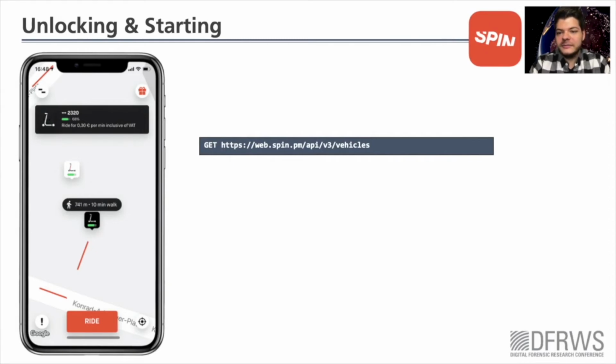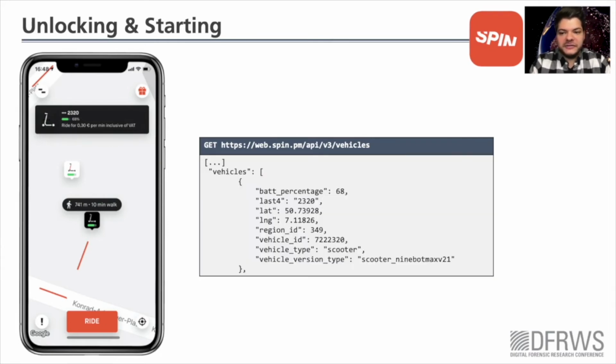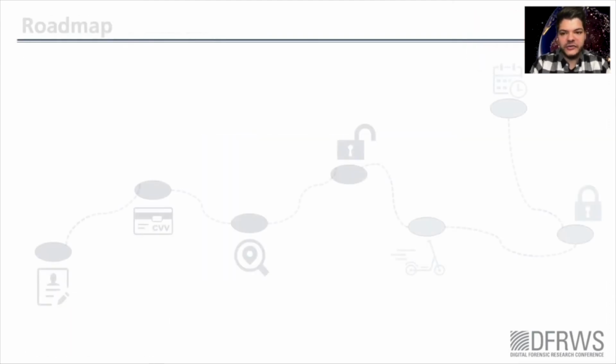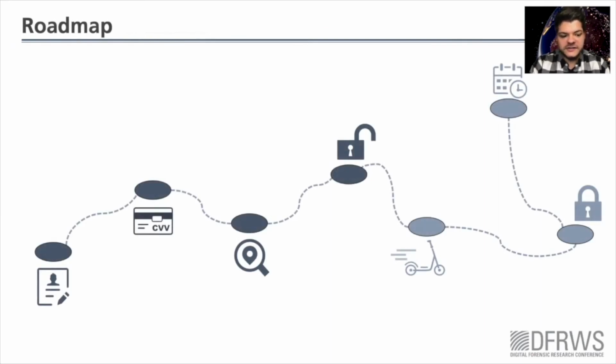In some way, for example, to get such an ID: if you use the Spin app, you can see the last 4 digits of the scooter. So this means you cannot unlock it if you don't go to the scooter. But if you take a look at the actual data which is returned by the API, you can see that there is the attribute last 4, but there's also the vehicle ID, which is last 4 plus the other numbers I need to unlock the ride. So for Spin, as you see, this is pretty easy to unlock a ride without any physical presence.